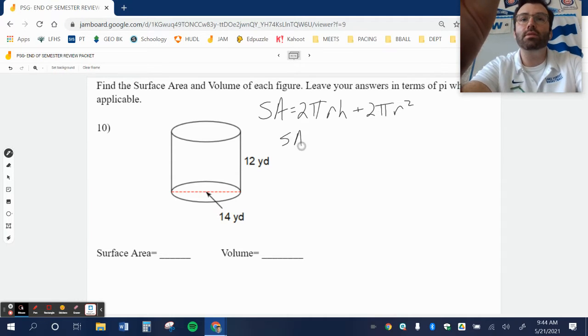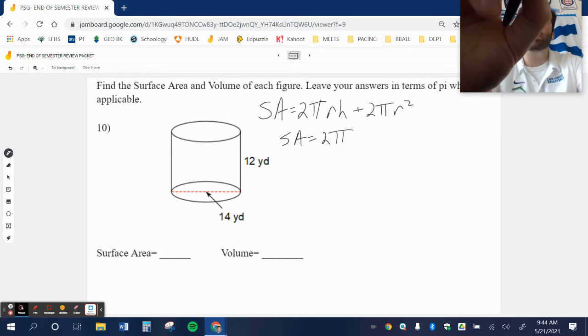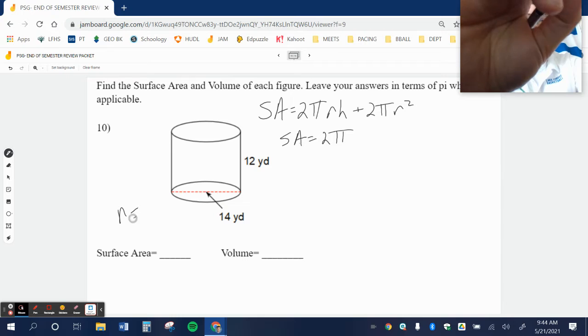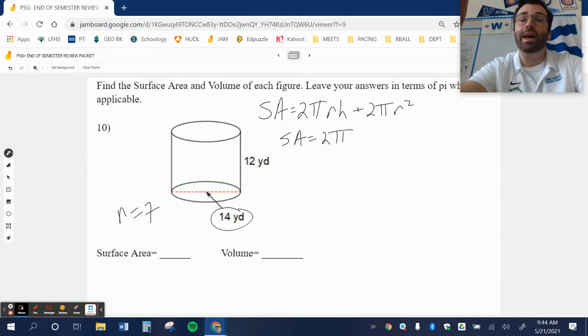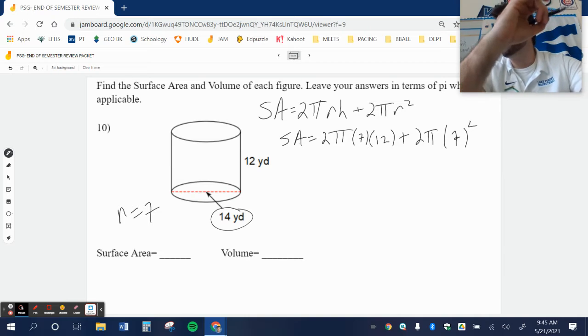Here, our height is 12, and our radius is going to be 7. Half of this number. The 14 applies to the diameter, which is the whole thing. Remember, the radius is half of the diameter. So I throw what I know into the formula, okay?